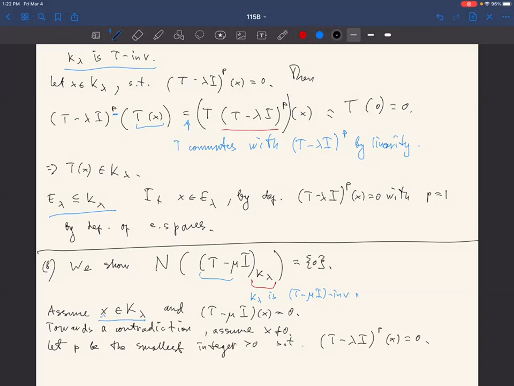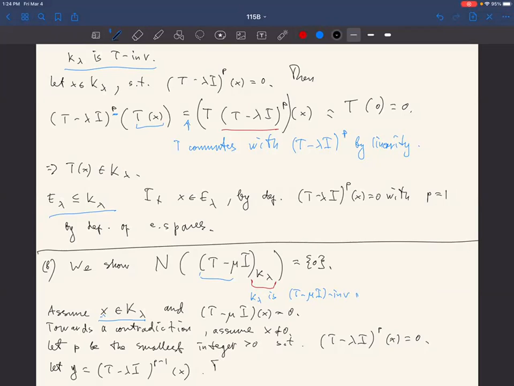All right. Now let's see what we get from this. Before I do that, let me define y to be one less power of the operator. So we take (T minus lambda I) to the power p minus 1 of x. Okay, so just one less iteration. Let's take y to be one less power of x.